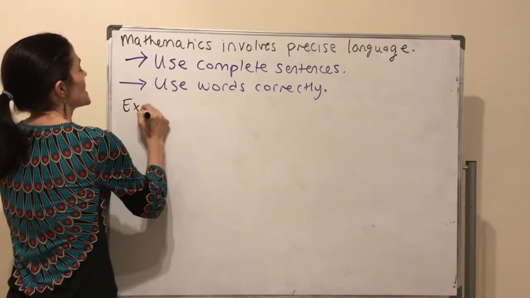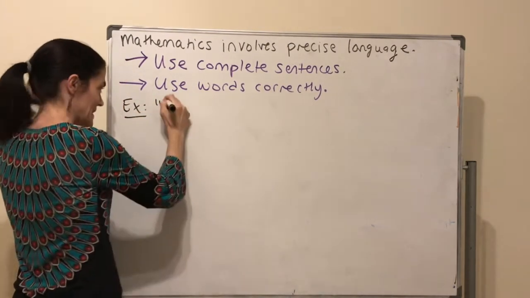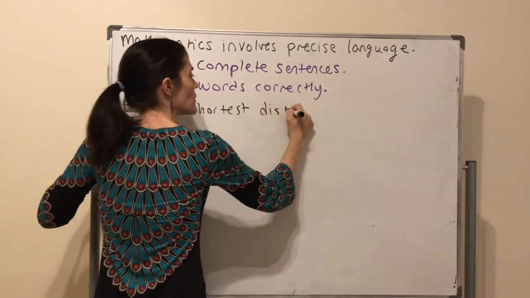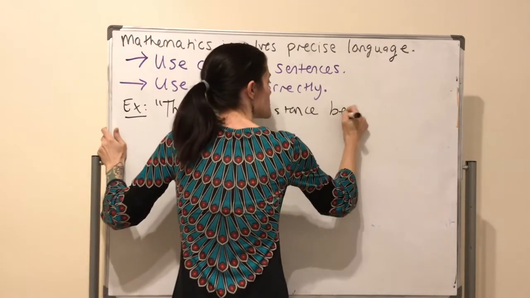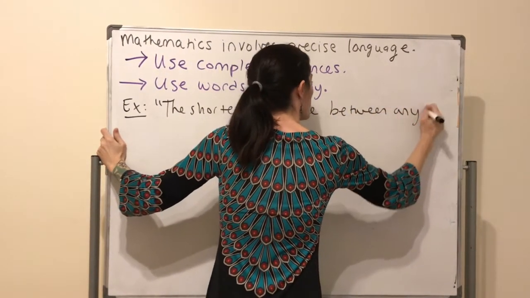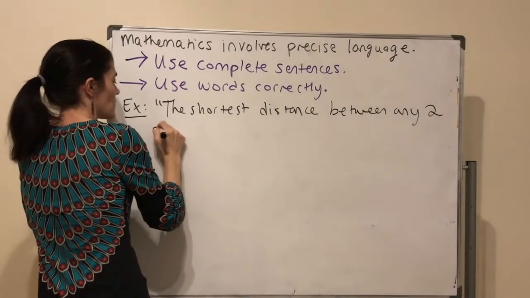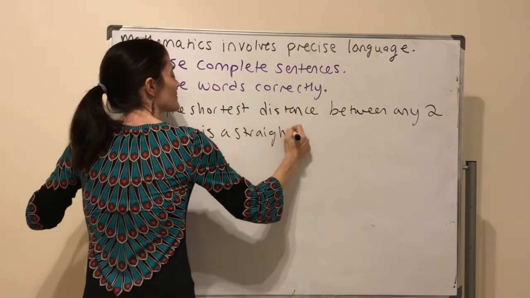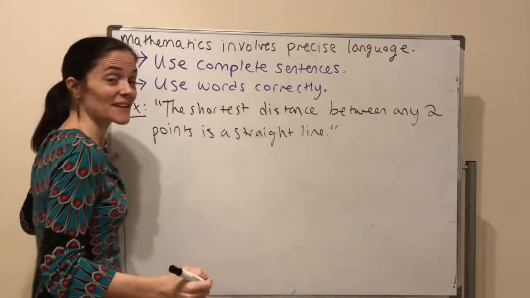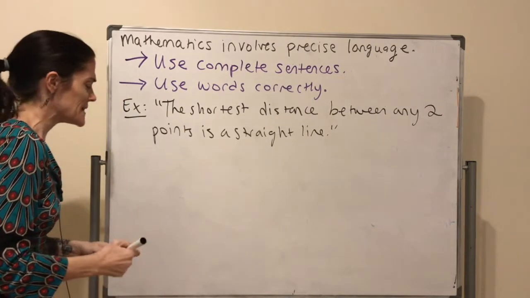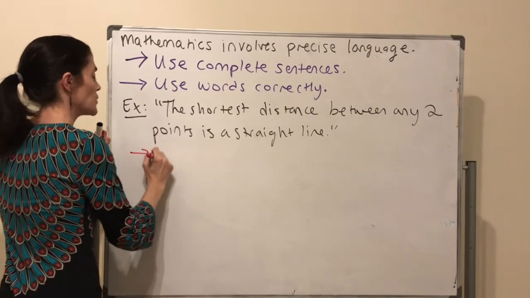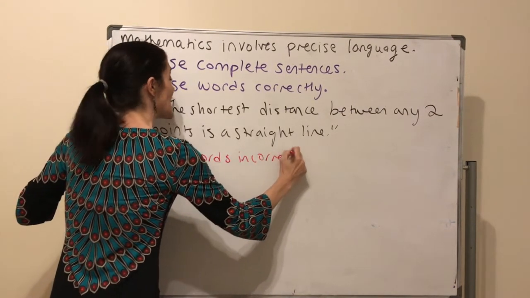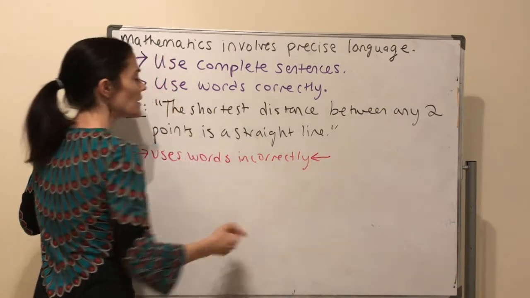So, what is something that you hear often, or at least I have heard many times, and that is the shortest distance between any 2 points is a straight line. I have heard this before, and it's very likely that you have too. But this is not accurate. This uses words incorrectly.